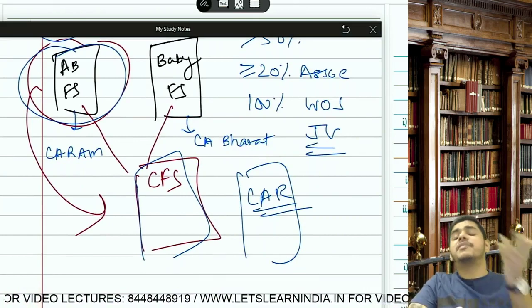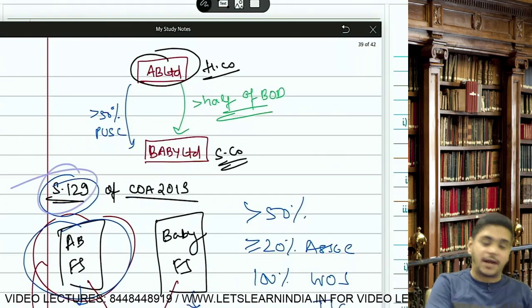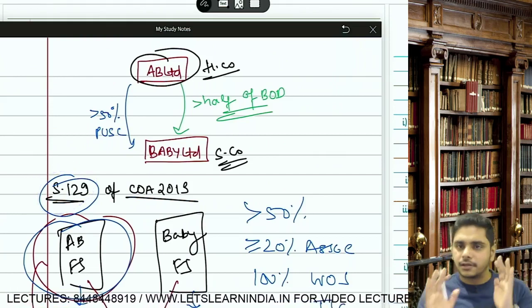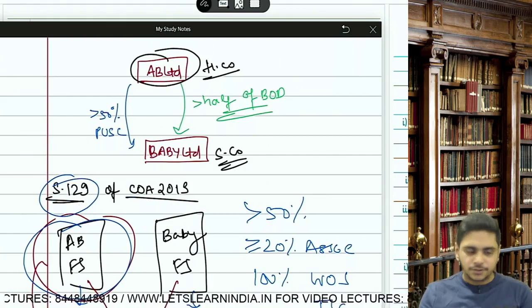Where is it written? Section 129. It is written in section 129 of Companies Act 2013. Clear basics? Now let's read from the notes.